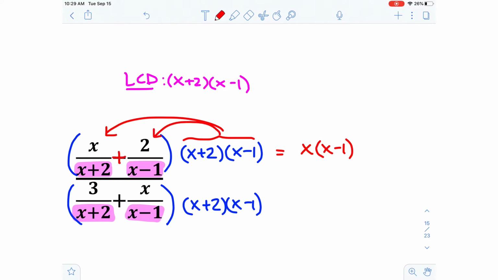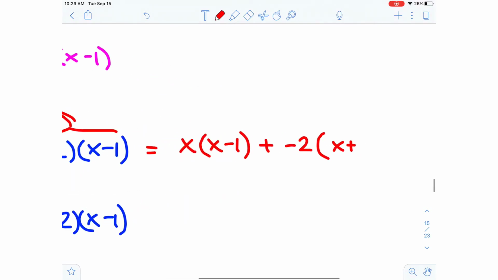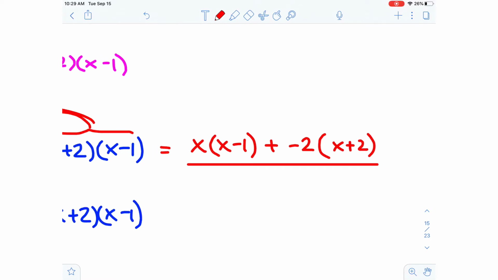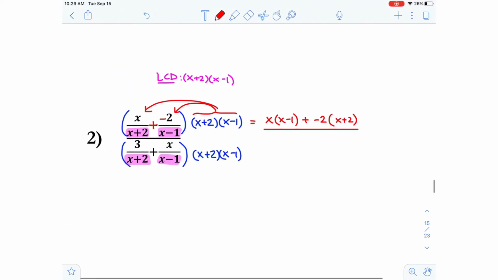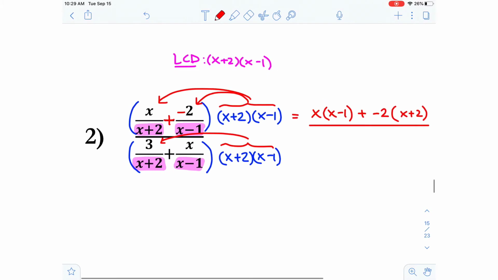I'm going to change this minus to a plus negative 2. And this time the x minus 1's canceled, and I'm just left with the x plus 2. And that's all that's left on the top when I distribute. When I distribute on the bottom, I'm distributing this whole thing. In the first part, the x plus 2's cancel, and I'm left with the 3 and the x minus 1. And in the second part, the x minus 1's cancel, and I'm left with the x on top and the x plus 2.